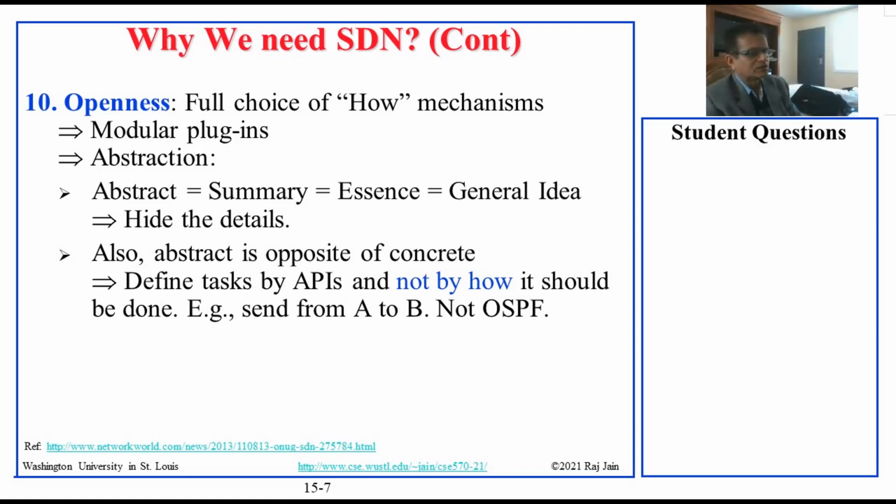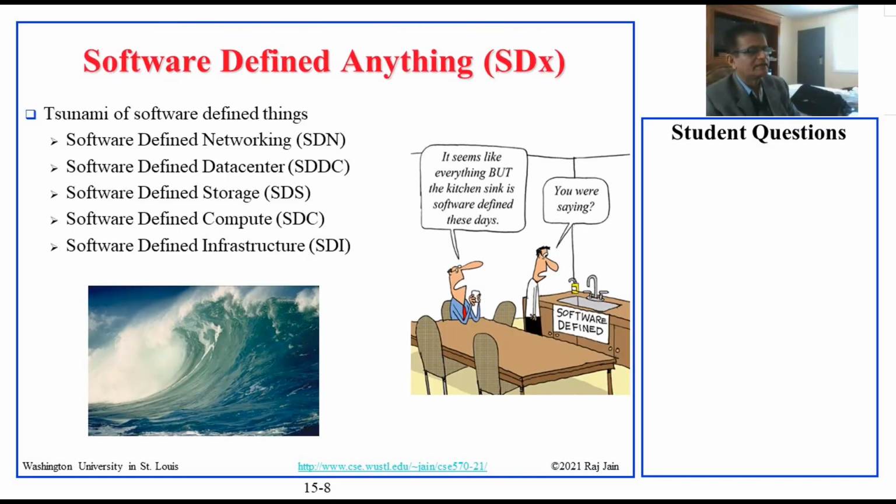And SDN has been so successful that it is not just SDN, it is SDX. So now we have software-defined data center, software-defined storage, software-defined compute, software-defined infrastructure. And as this cartoon says, everything but the kitchen sink is software-defined these days. Okay? And you can have anything you're talking about, and you can say, let's make it software-defined, and people will say, yeah, that's a good idea, a new idea. And so everything is software-defined. Basically means that everything can be programmed. And so this is like a tsunami, as shown in the other cartoon, which has really taken over computing.